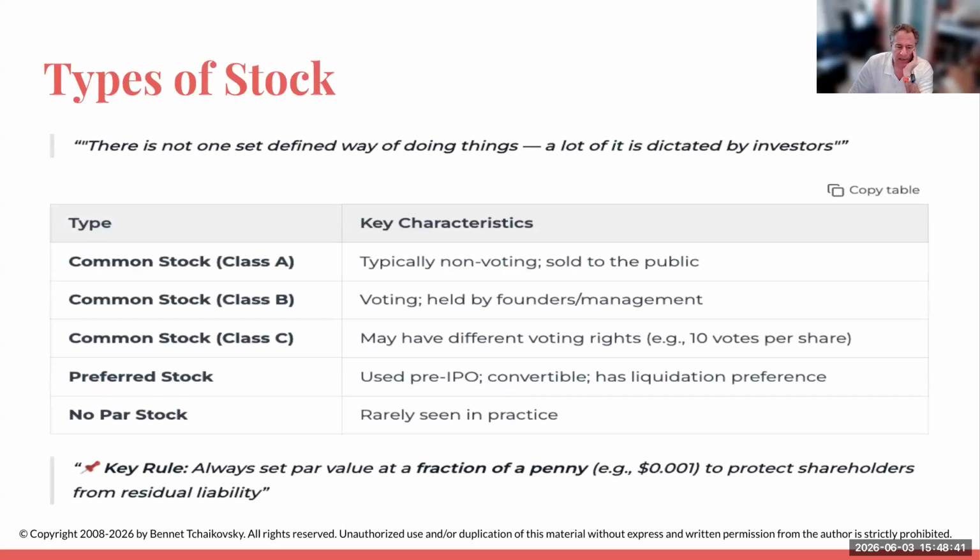Well, let's continue to look at equity. As I mentioned, you've got these different forms of common stock, preferred stock, and then no par stock. I've never seen it. I've always seen some kind of common stock being issued.